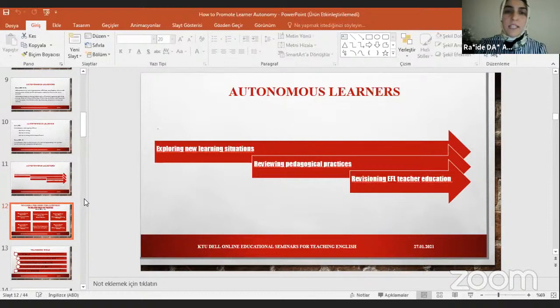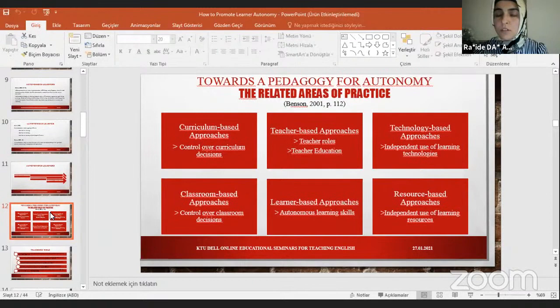And here, to have a pedagogy for autonomous learners, okay? To have a pedagogy for autonomy, there are some areas of practice, and I will try to explain different things under these approaches. So: curriculum-based approaches, teacher-based approaches, technology-based approaches, classroom-based approaches, learner-based approaches, and resource-based approaches. So these approaches will help you to find your own way to make your students autonomous.